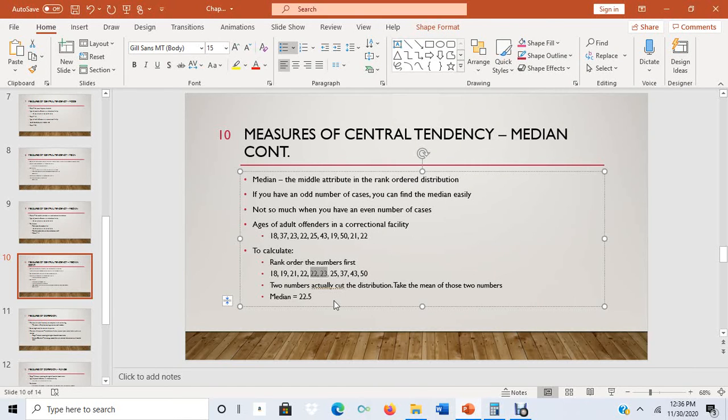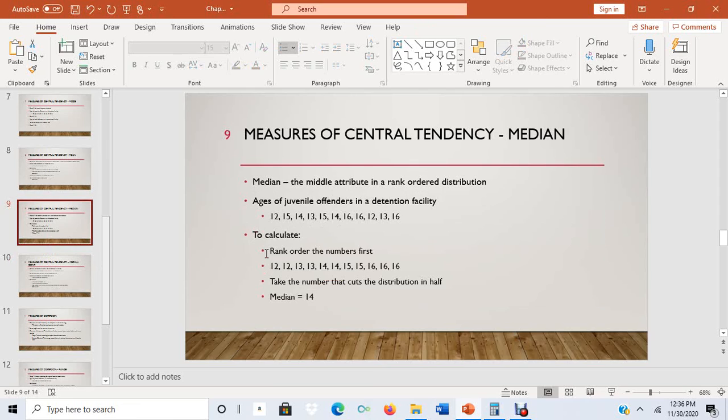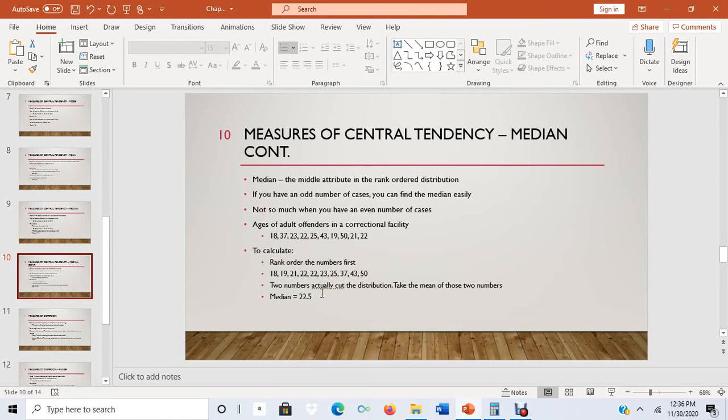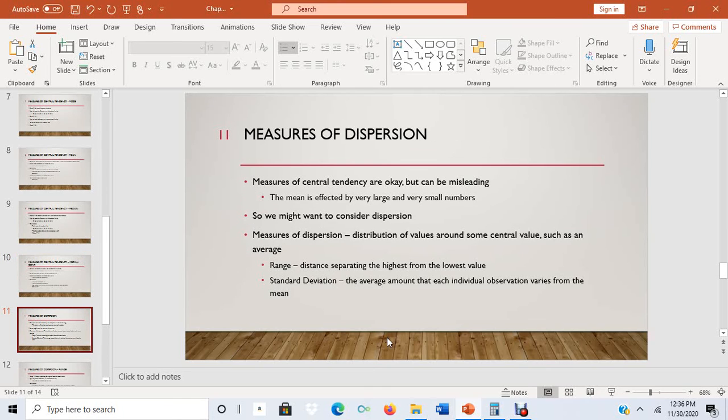You only need to go through those calculations if you have an even number of cases. If you have an odd number of cases, it's pretty easy. You just take the middle number that cuts the distribution in half. With an even number of cases, take the two middle numbers, find the mean, and that's your median.